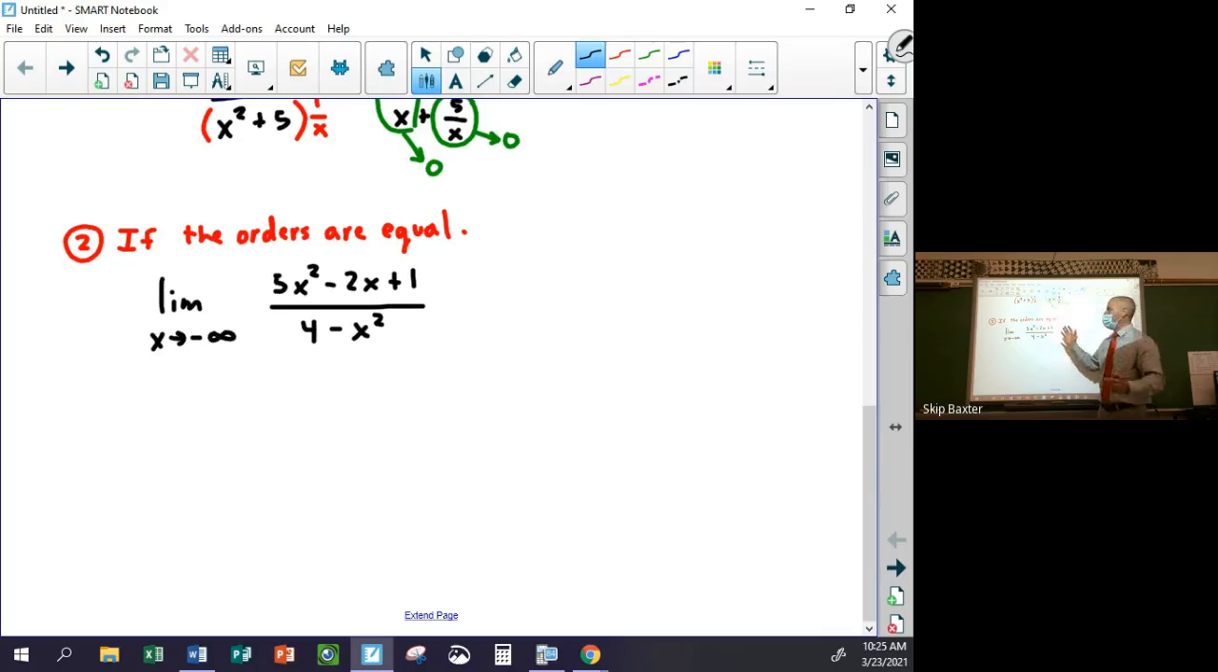For really large values of x, this top is going to be dominated by 5x squared. And this bottom is going to be dominated by negative x squared. Yeah, there's a little plus 4 there, but that plus 4 is so tiny in comparison to negative a billion squared that you can just ignore it. It becomes really insignificant and gets dominated by the other term.